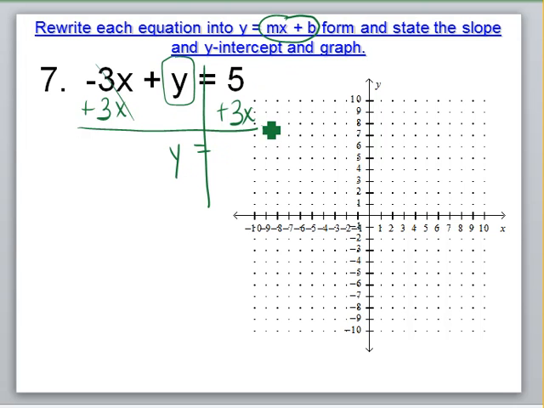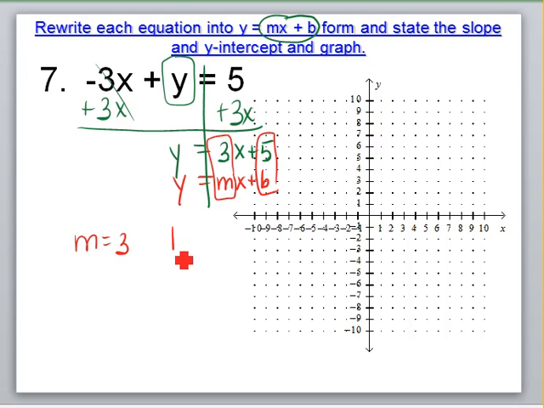Those fall out, and I get y equals, I wanted to say mx plus b, so I'm going to write the x part first. 3x plus 5. Now I'm going to take out my m and my b, and I'll write y equals mx plus b underneath here again, so that you can see that my m is 3 and my b is 5. Remember that b stands for the y-intercept.